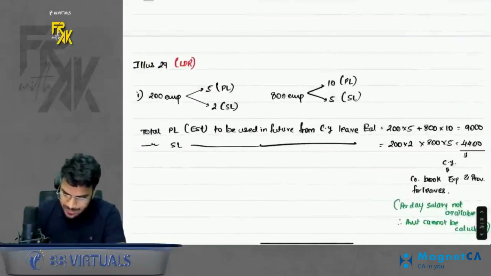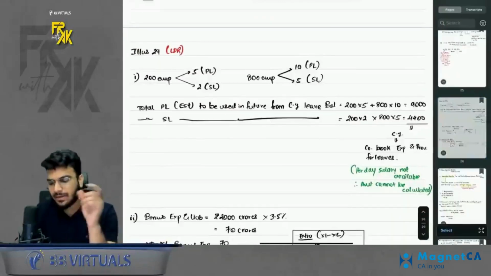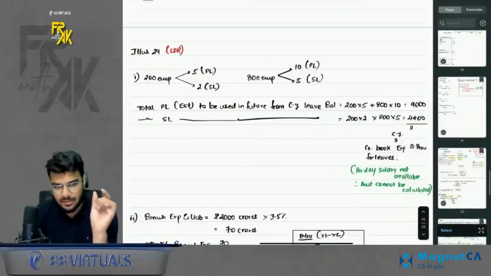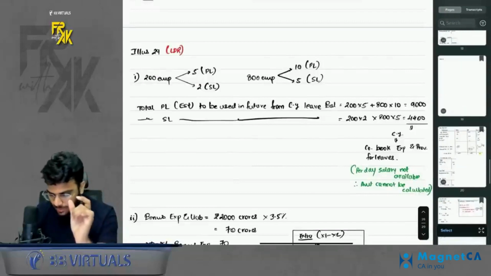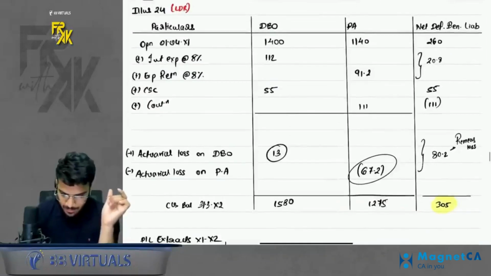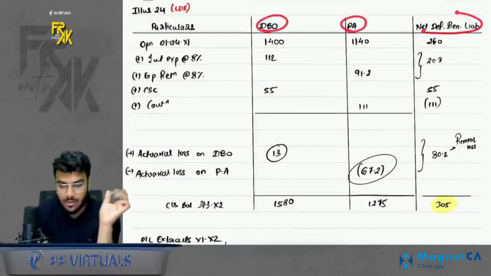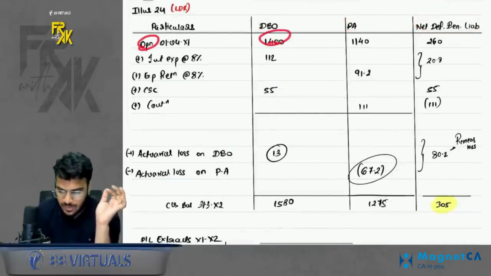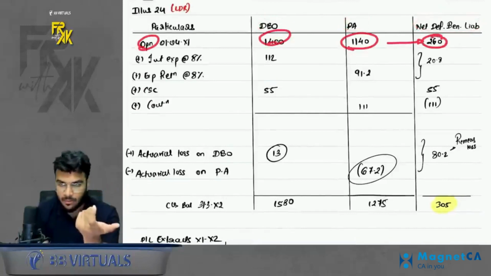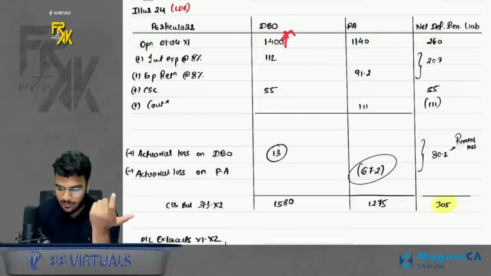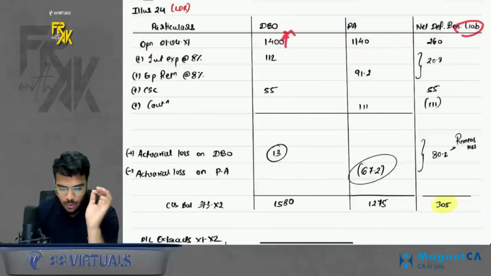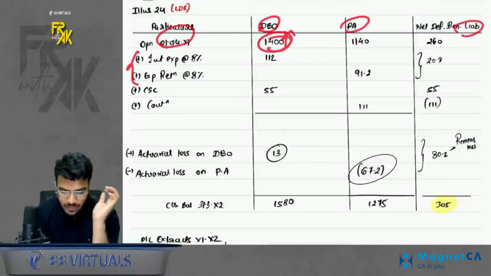So there is a very basic format which is involved here. Prepare 3 columns. One is DBO, one is plan asset, and one is net column. Likewise I prepared here. Opening DBO was given, PA was given, and net I wrote. Net, I guess liability is higher, so net it will be shown as liability. Then first of all, on the opening balance, always accrue the interest. On DBO, unwinding will be done. On PA, you will earn expected return.